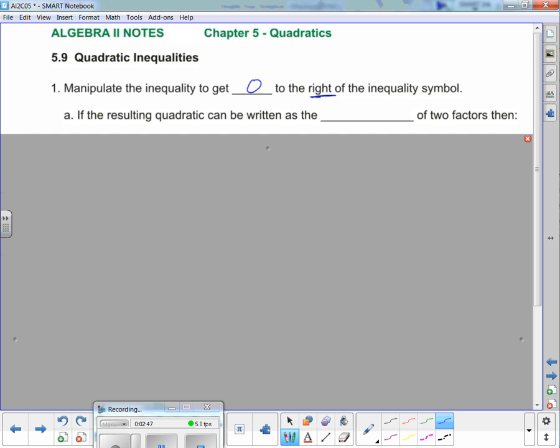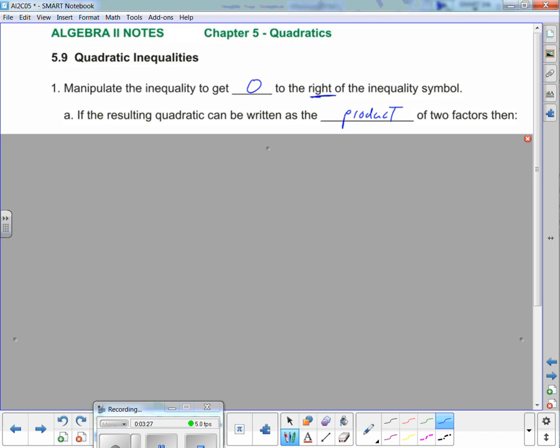All right, if the resulting quadratic can be written as the product of two factors, that probably doesn't mean a whole lot to you. Let me put it this way. Suppose you were just solving a quadratic equation. Disregard the inequality symbol. Remember, there are three ways to solve: you can factor it, you can take the square root of both sides, or you can use the quadratic formula. In this line of thought, treat it as if you're factoring it to solve it. That's what I mean by the product of factors.